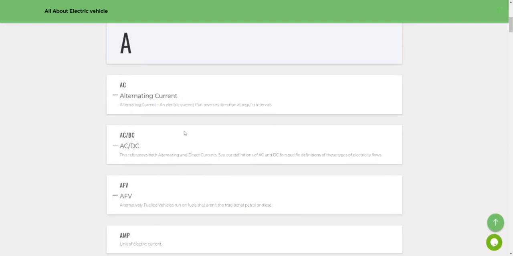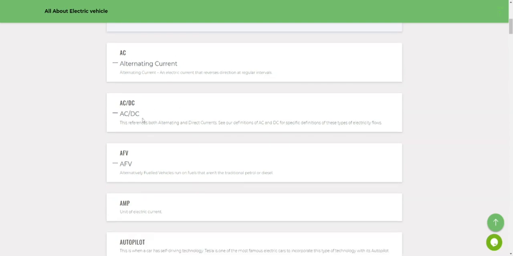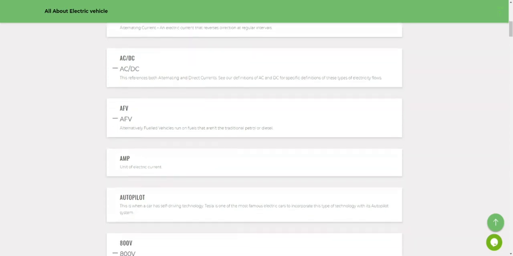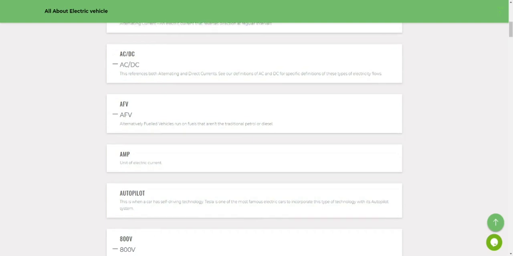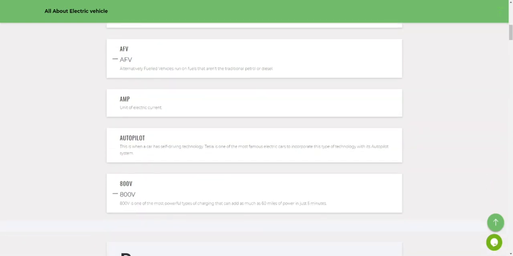Now, there is a terminology named AC, alternating current, which is an electric current that reverses direction at regular intervals. AC/DC, this refers to both alternating and direct currents. See our definition for AC and DC for specific definitions for these types of electric flows. AFV, that is alternatively fueled vehicle, runs on fuels that aren't the traditional petrol or diesel. AMP, as you may be knowing, is a unit of electric current.